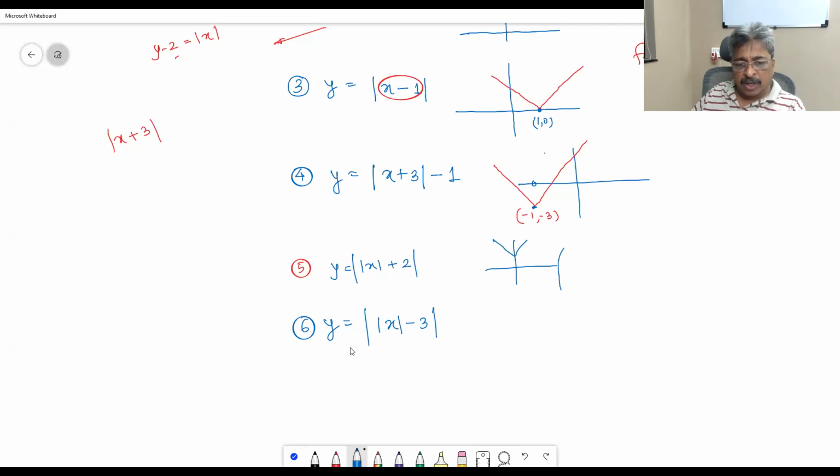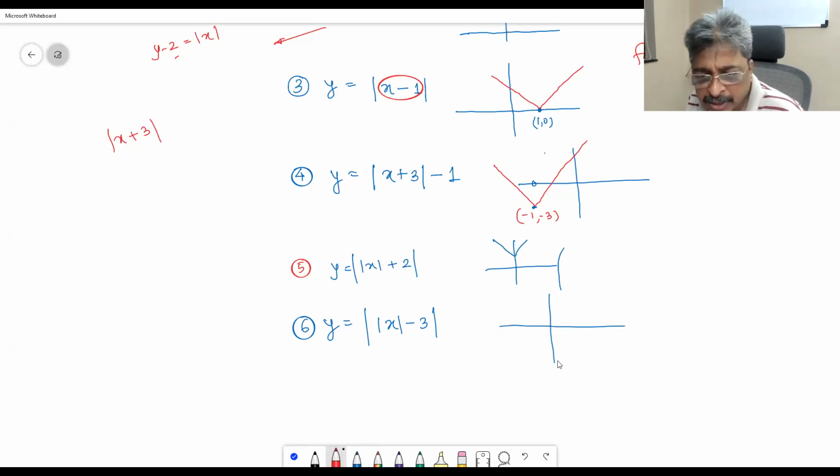Now, next problem is y is equal to absolute value of absolute value of x minus 3. Draw this. Now, first what you should do is you should eliminate the outer absolute value sign and sketch this graph. It is like this. Minus 3 is here. So 45-degree line, 45-degree line, right? So now this is x is equal to 3. For x is equal to 3, y is equal to 0, correct? For x is equal to minus 3 also, y is equal to 0, correct?